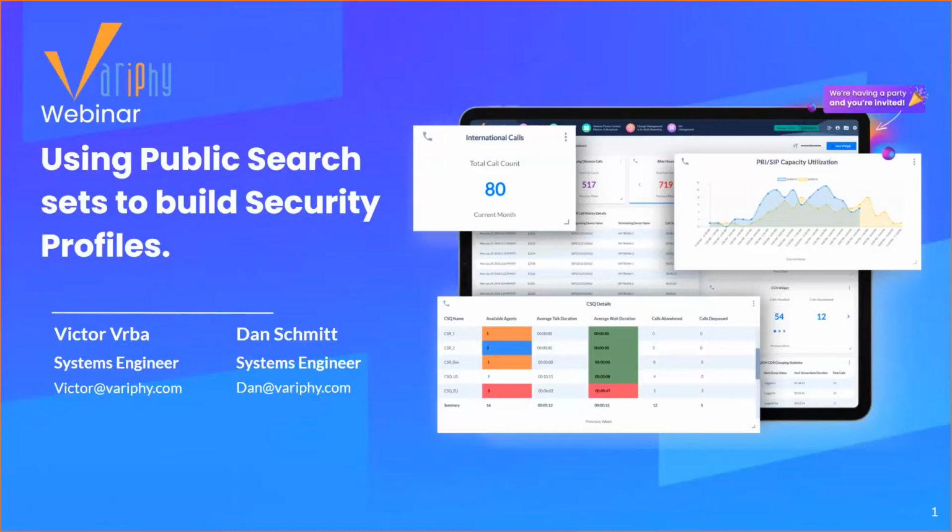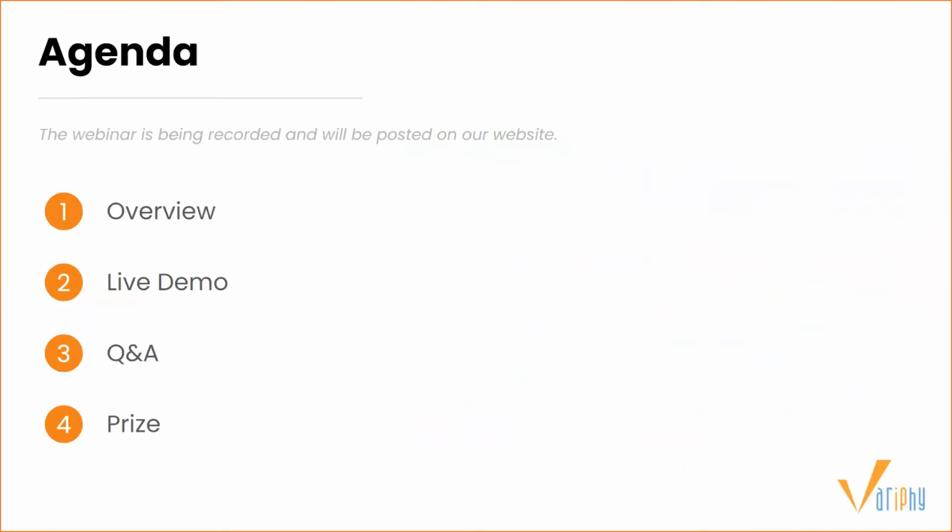For today's webinar, we're going to go over how to use Variphy's public search sets to build some pretty in-depth security profiles. We're going to start off with a quick overview of Variphy, what our company does. We'll jump into a live demo where Dan's going to guide us through how to use those public search sets to build some security profiles. After the demo, we're going to pause for some Q&A, get all your questions answered. If you do have questions, please put them in the Q&A panel in the bottom right-hand side. And then after Q&A, we're going to reward one lucky attendee with a $50 Amazon gift card. So definitely make sure you hang out and see if you are the winner.